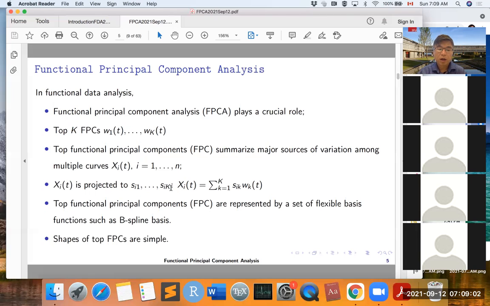So these FPCs, W1(t) to WK(t), will be estimated as a linear combination of basis functions. We typically use B-splines, and the shapes of the top FPCs are very simple.